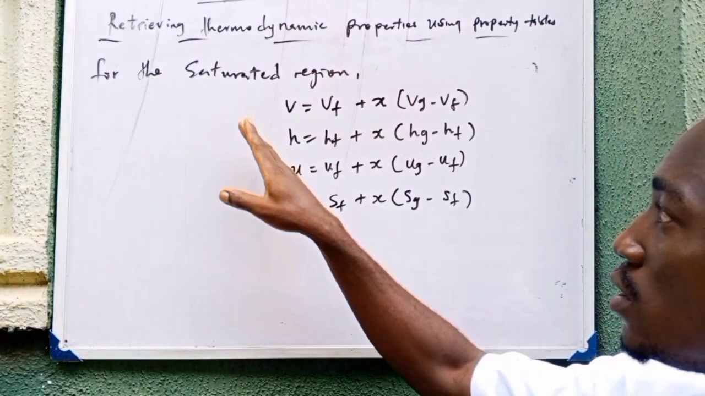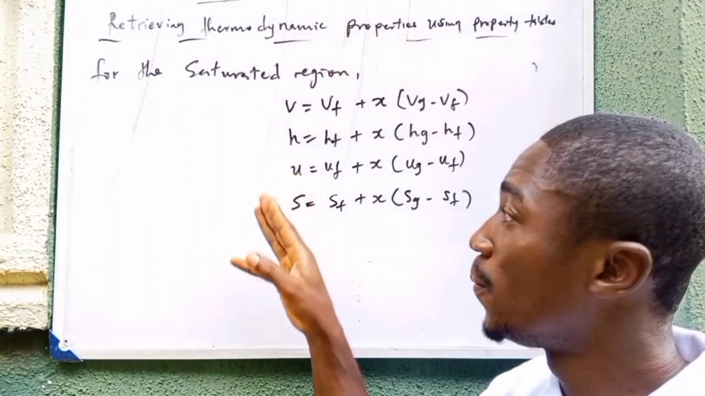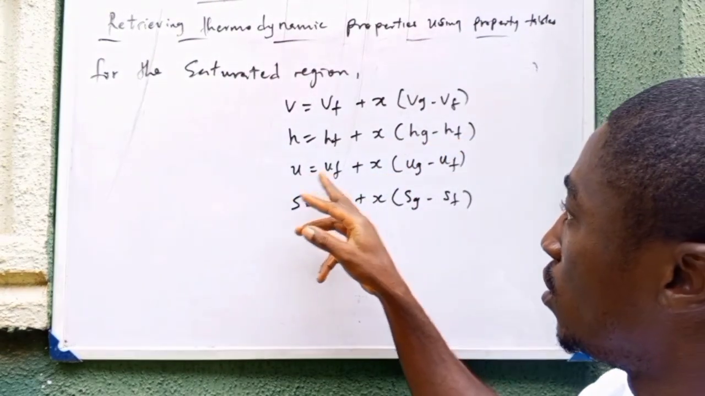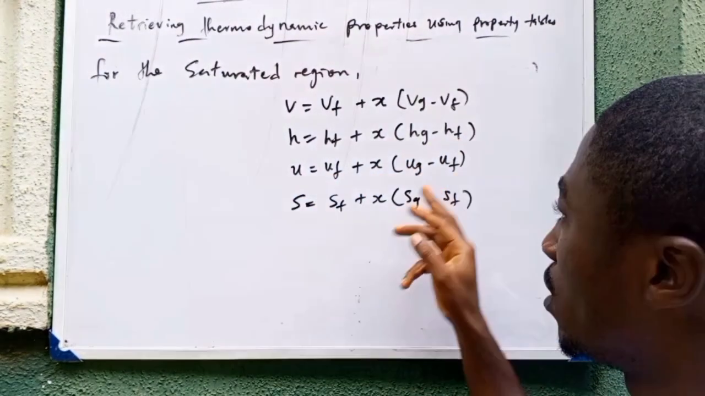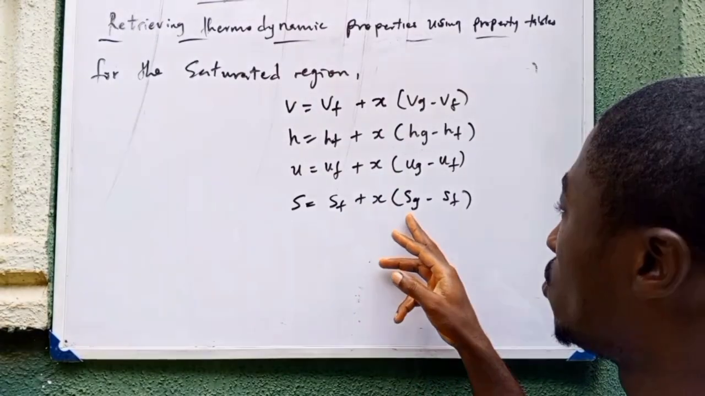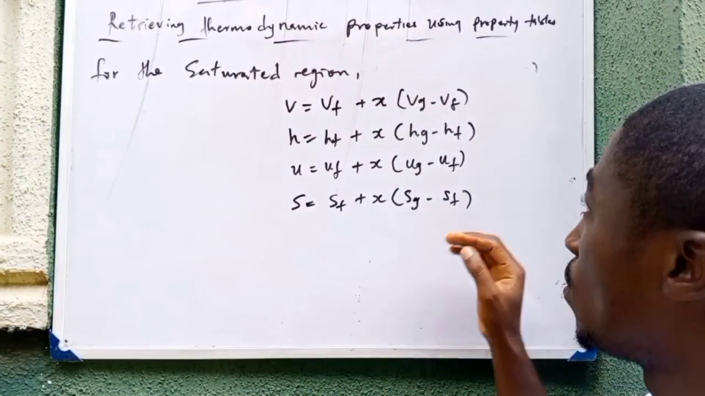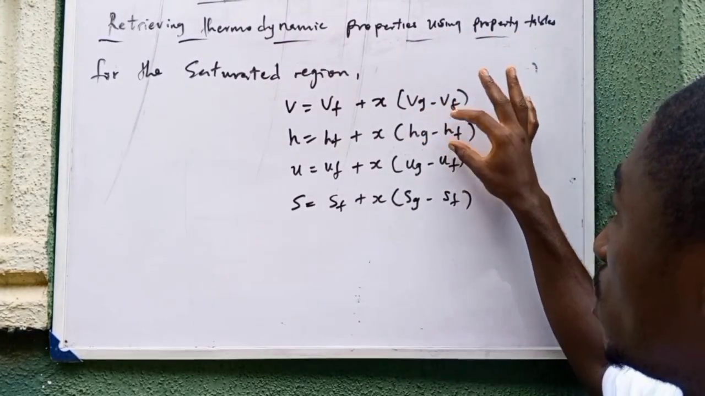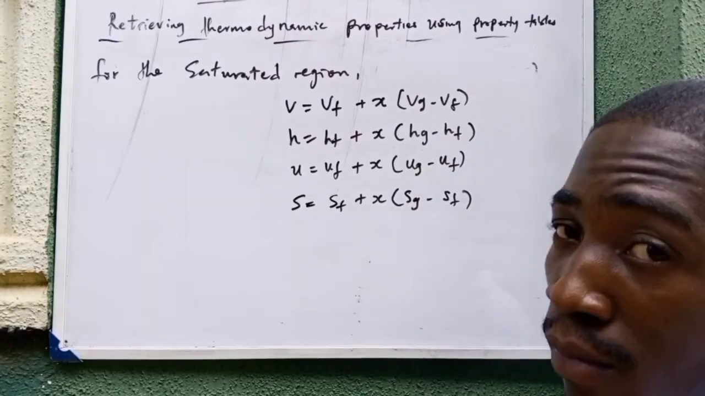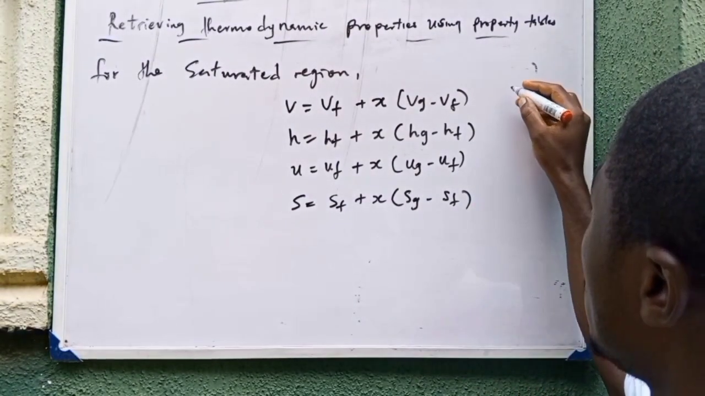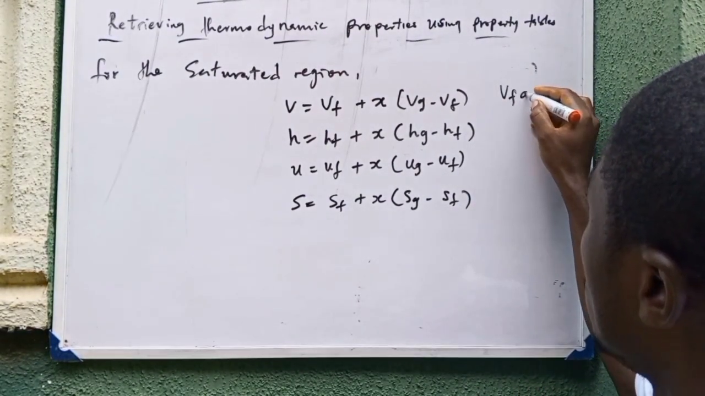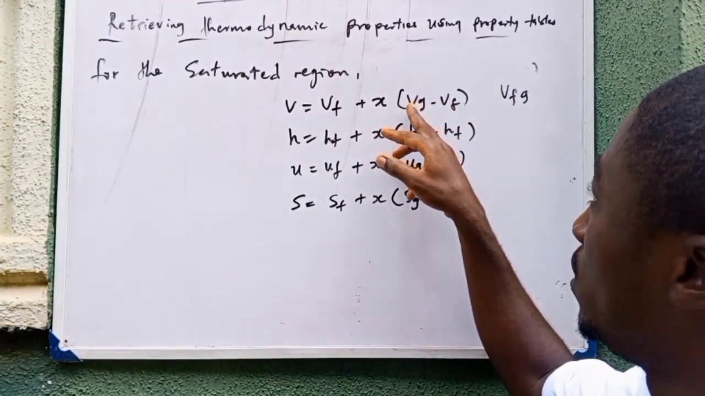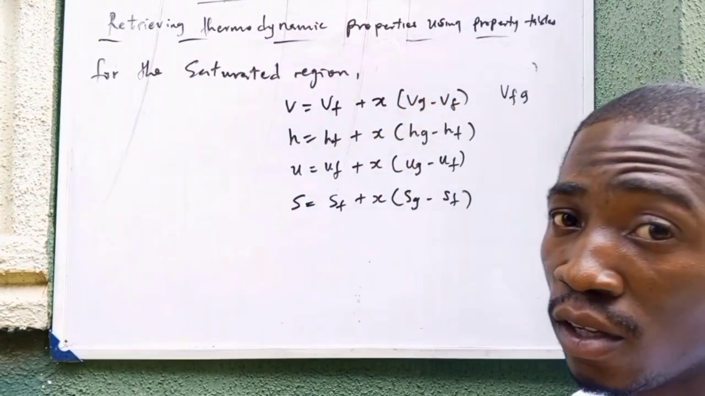So the same thing applies to enthalpy, internal energy, and entropy: hf plus x times (hg minus hf), uf plus x times (ug minus uf), sf plus x times (sg minus sf). Some property tables can give you this: vg minus vf, hg minus hf, ug minus uf, and sg minus sf. So that's when you begin to see vfg, something like that, either vfg or vgf. So it's giving you the value of the difference between vg and vf.